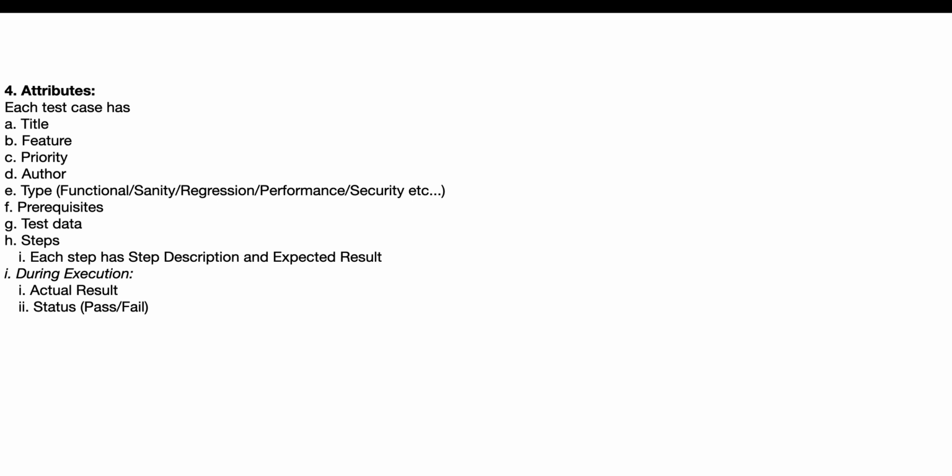And then steps. If you take the example of Gmail, you need to validate login functionality. It means it has steps saying first you need to log into the Gmail website, then provide username, password, and then click on the next button. These are step-by-step procedures. That's what steps means. We'll see in detail in the example. And these are all the attributes for a test case.